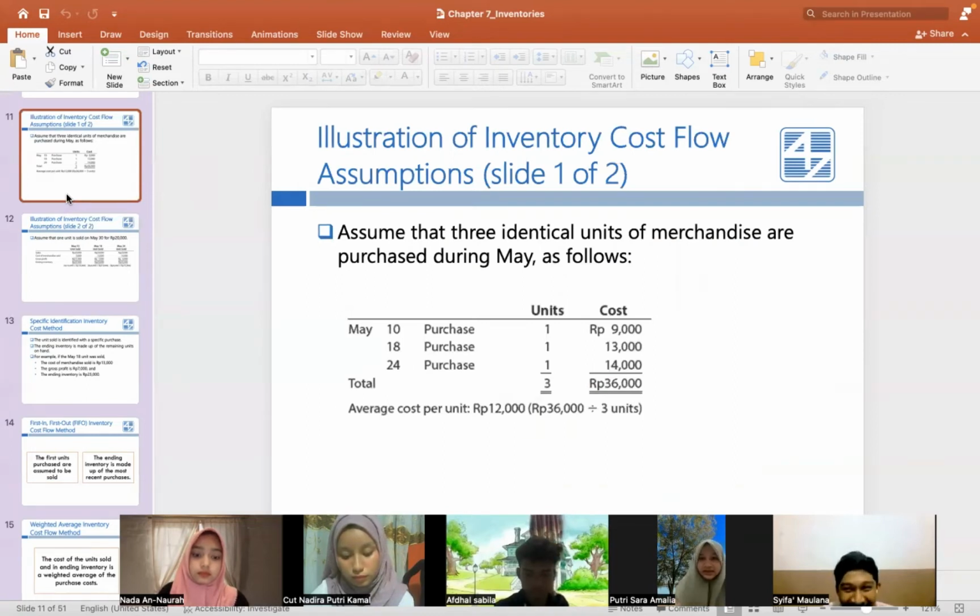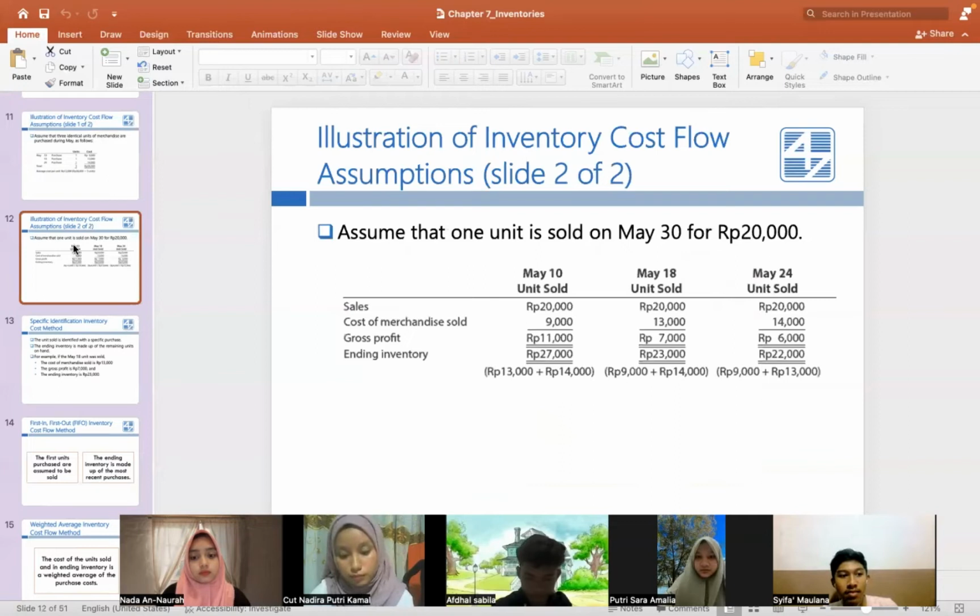This is the example. Assume that 3 identical units of merchandise are purchased during May as follows. And assume that one unit is sold on May 30 for 2,000 rupiah. So for the ending inventory, we need to add the average for the same unit sold.